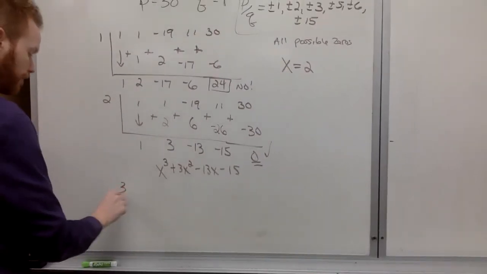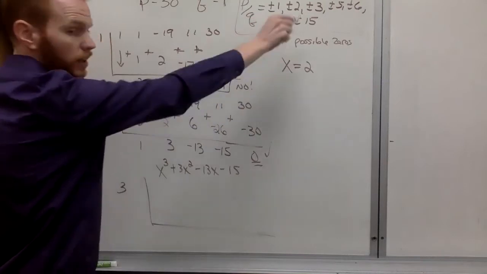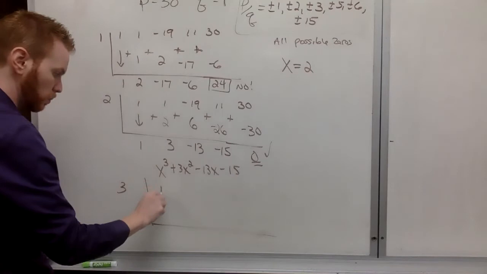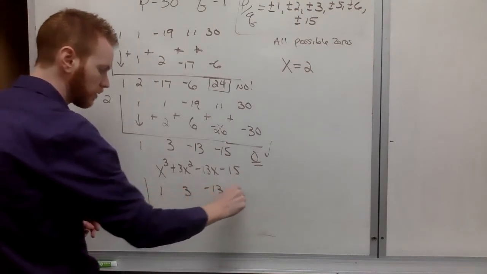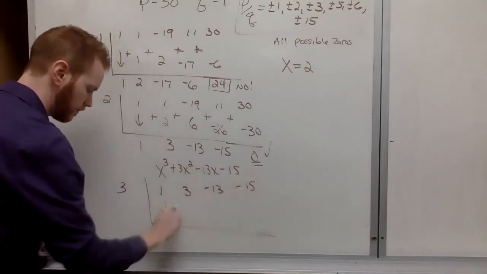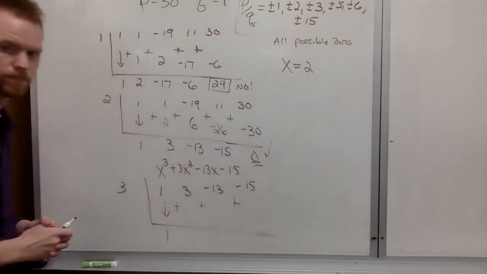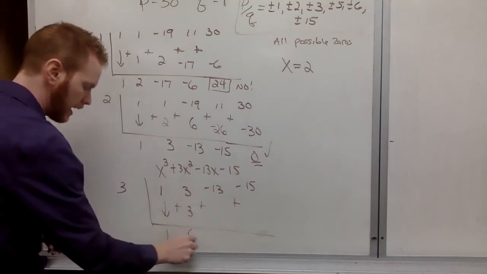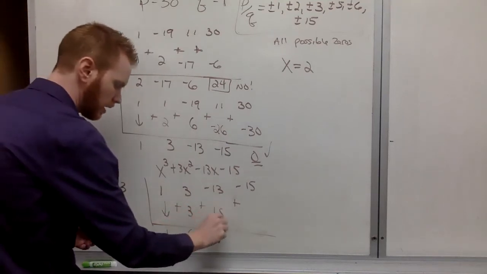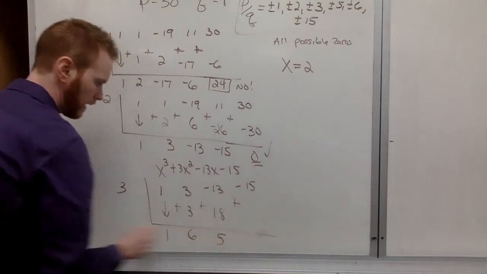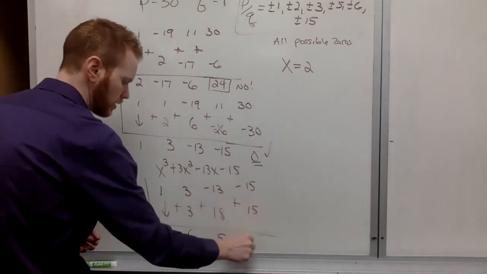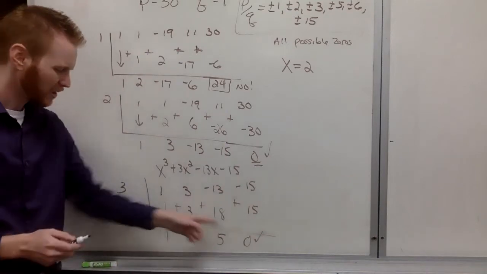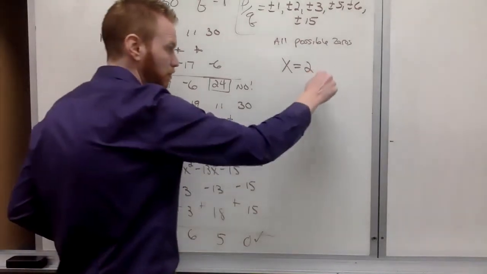So let's try 3. Let's just keep going down the possible solutions. And I'm going to use these coefficients here. So it's going to be 1, 3, negative 13, negative 15. Okay? So let's see. Multiply, we get 3, add 6, 18, 5, 15, 0. Ha-ha! We got lucky twice. So, is 3 a solution? You bet it is.